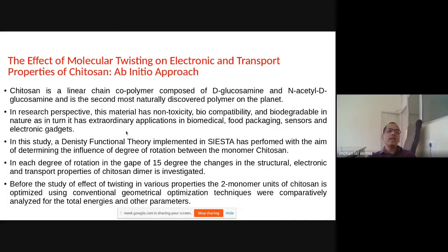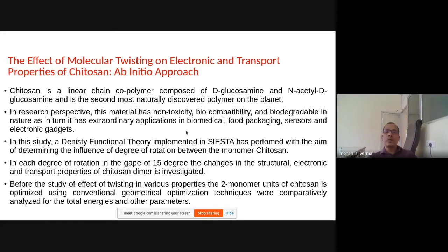What we are doing in this work is taking the chitosan, trying to twist it, and observing its behavior. That's why the title is given as the effect of molecular twisting on electronic and transport properties. It is under study, and we have taken 2 monomers, 3 monomers, 4 monomers, and try to twist one monomer in place, and we are observing some good results.